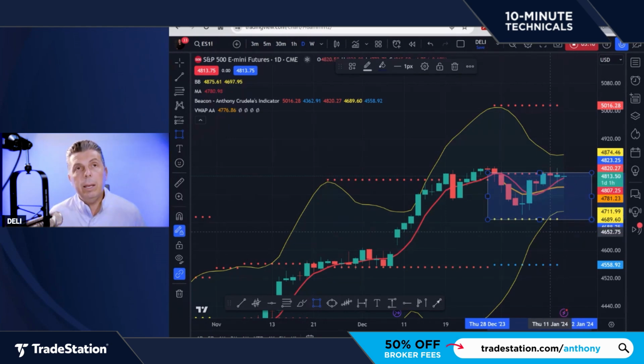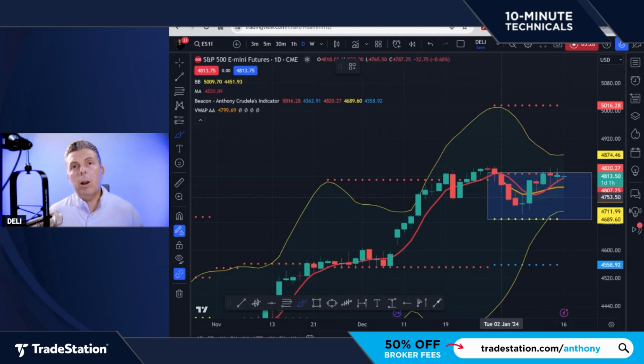And it really gets interesting here because if we start to push above this box, here's the key that I'm going to be looking for going into this week. The key is, what will the Bollinger Bands do if we start to push higher?